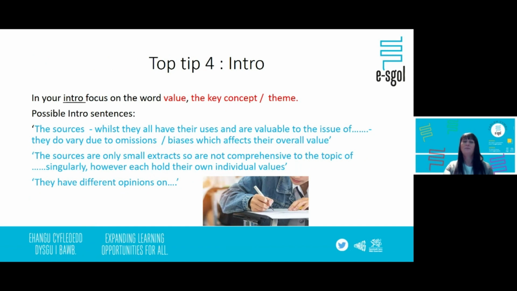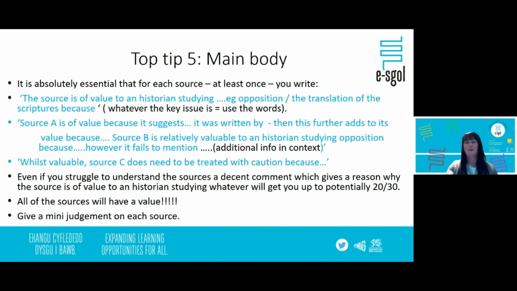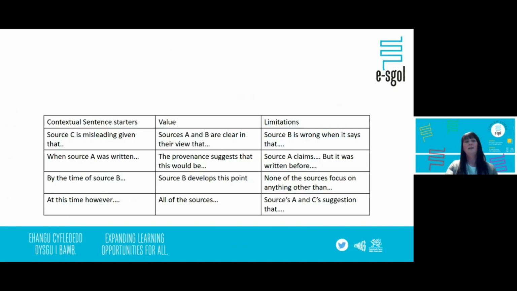Now here I've given some possible sentence starters which you could develop to use yourselves for an introduction. So those are the introduction ones. Again, I'm not going to read through them now because you can obviously do that in your time, and they are on the first PowerPoint as well that I put together last week. Your main body, some excellent sentence starters there that you could develop, and some extra contextual sentence starters, value ones and limitation ones that you might want to bear in mind if you had to add a bit extra to your source analysis.